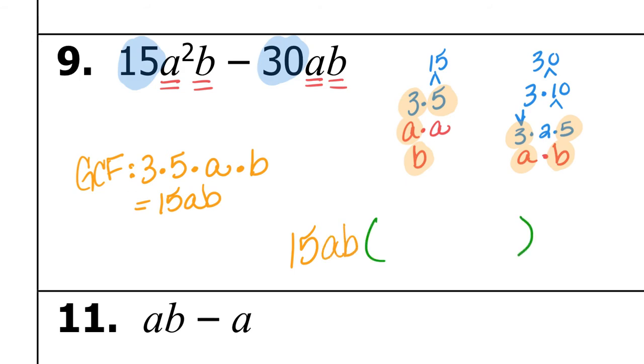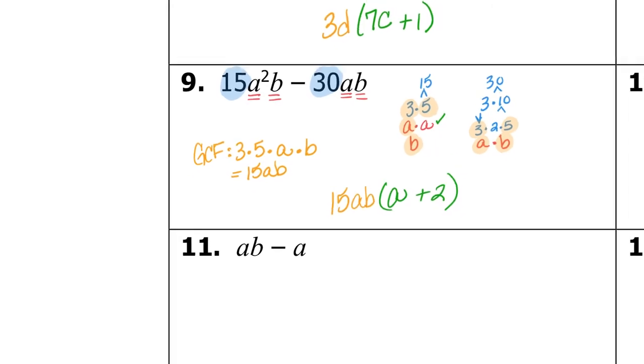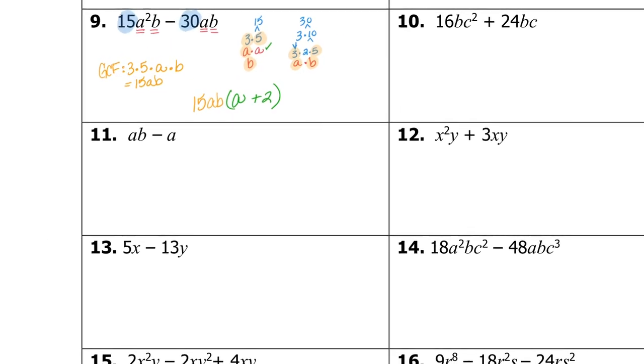My second factor is everything left over. Well, in my first set of parentheses, I only have the letter A left over. In my second group, I only have the number 2, so that 2 is positive. So I wrap that up in parentheses, and there's my factored form. So it works no matter how many letters you have. Let's take a look at one more.